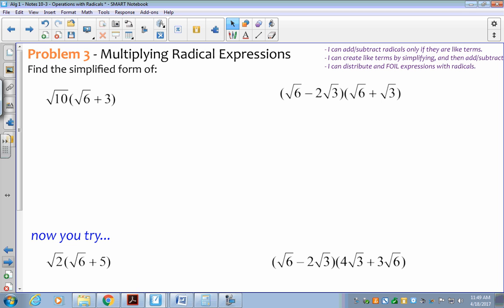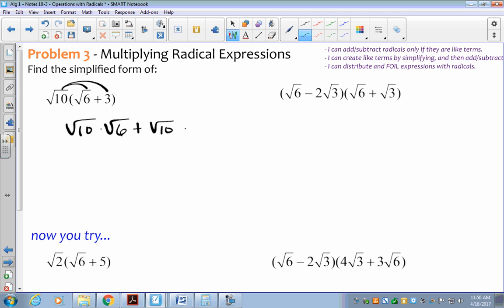All right, so we did adding and subtracting just now. Now we're going to multiply. So the same rule applies. When we multiply radicals together, everything inside the parentheses is going to get multiplied by root 10. So it's called the distributive property. So it's going to be root 10 times root 6 and root 10 times 3.